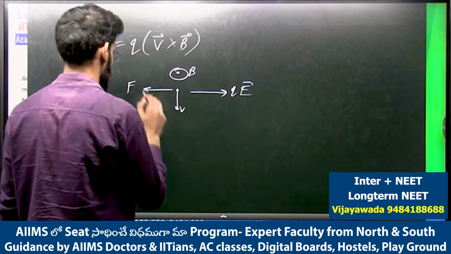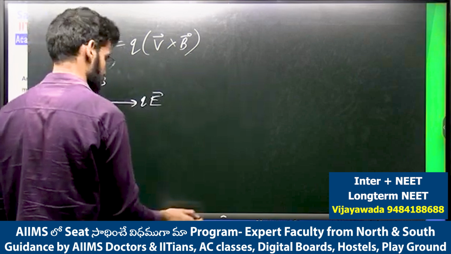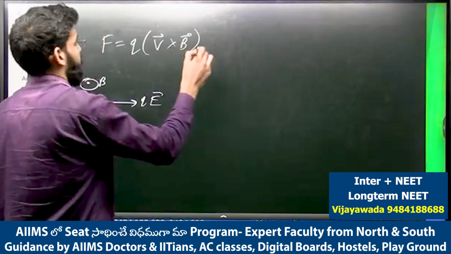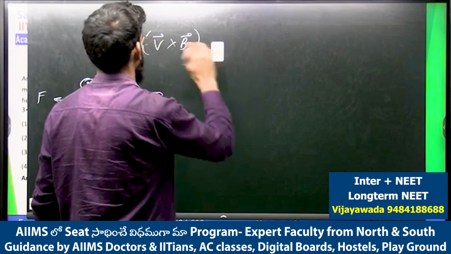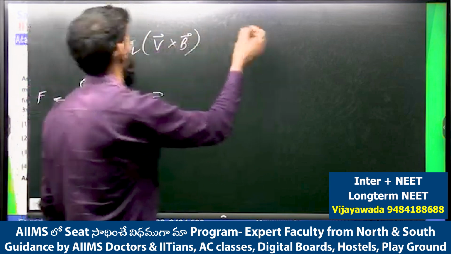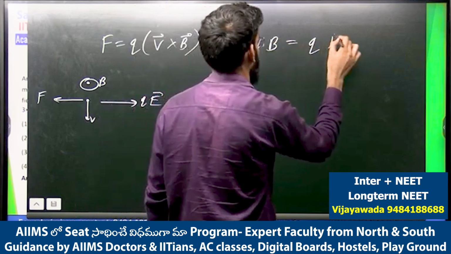Okay, let's take this thing as this side in the corner. Now this force should be balanced. So first of all, this is V cross B, but both are perpendicular, so sin theta is 1. Okay, so Q into VB is equal to Q into E.